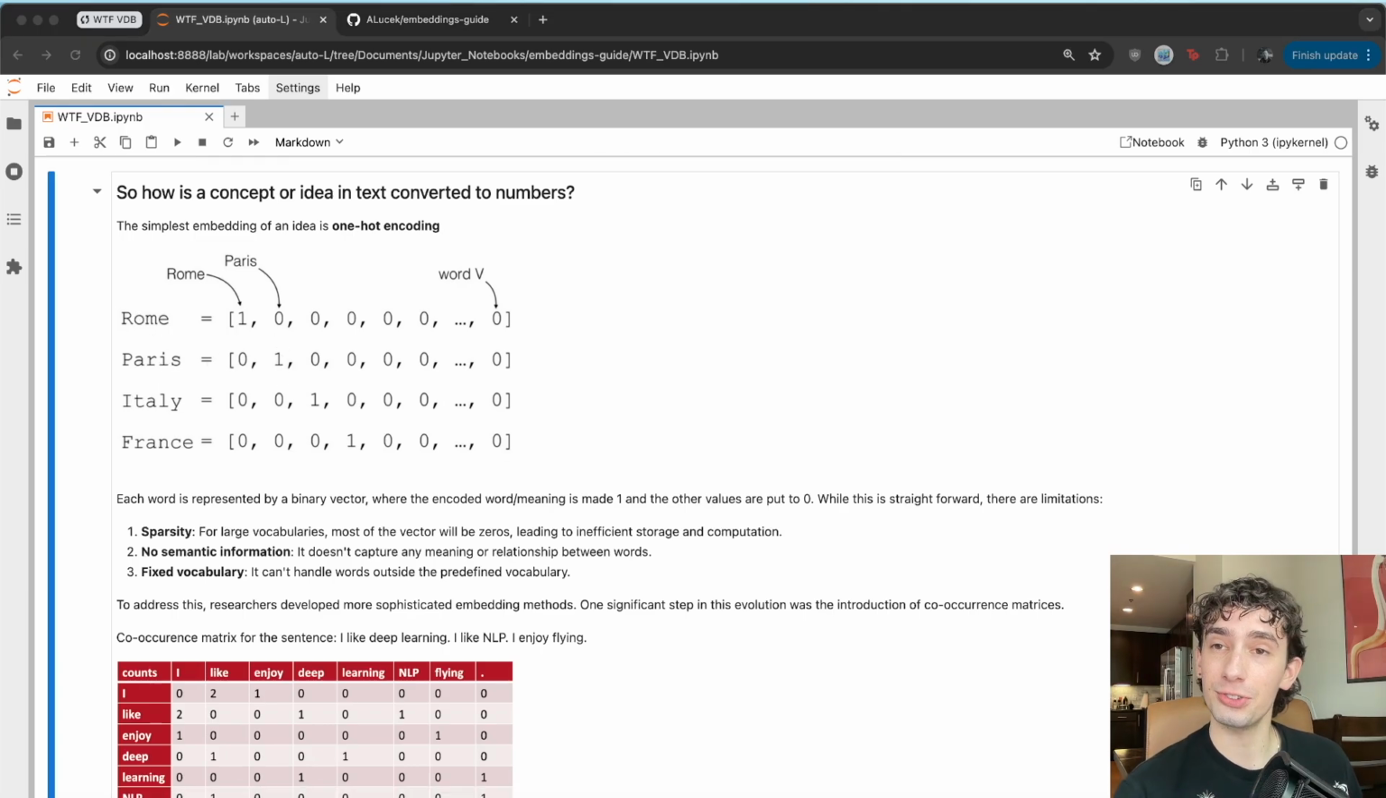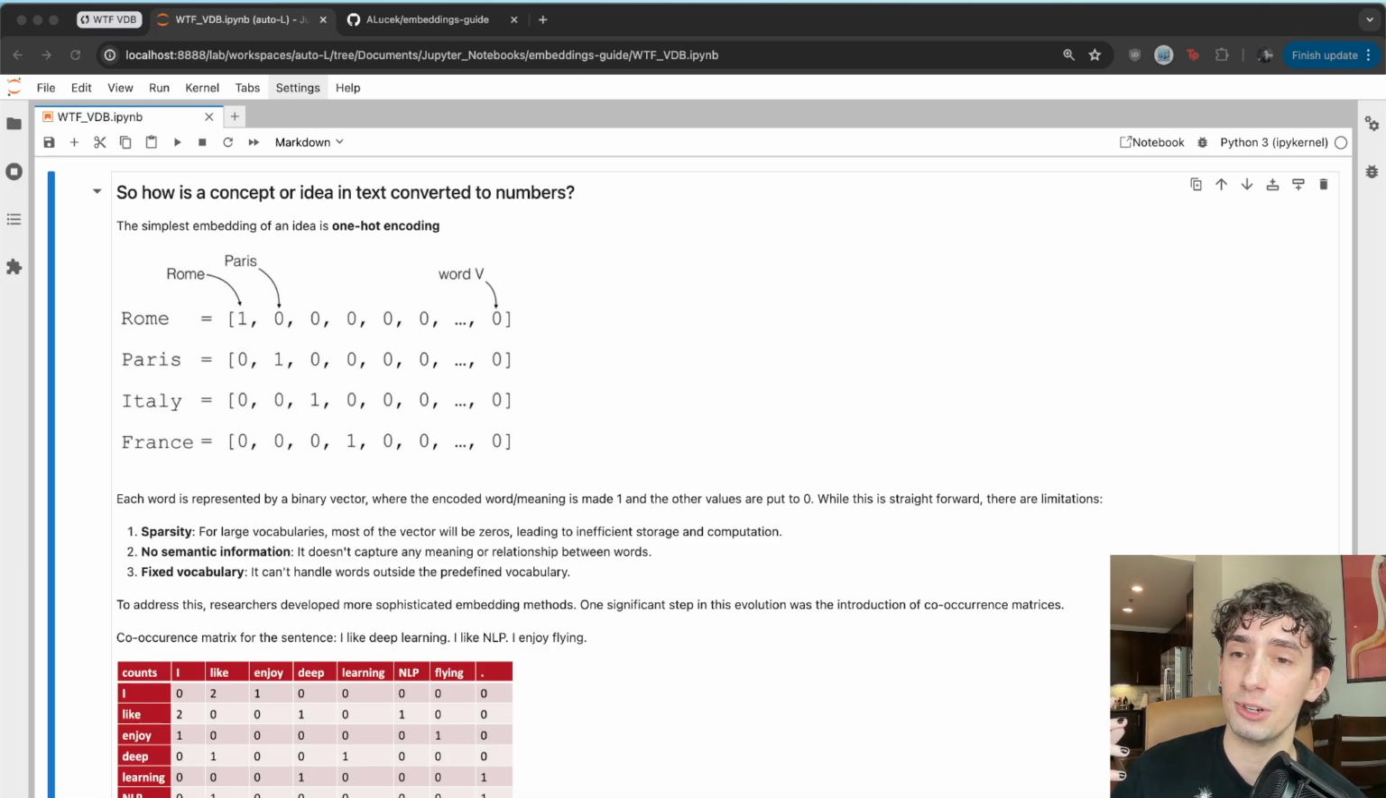And while this is very straightforward and useful, and we can see how we can capture the meaning of a word within these numerical representations, it comes with a few different issues. One of them is sparsity. If we have a large vocabulary or a lot of words that we want to represent this way, most of our vectors are going to be filled with zeros. And this is relatively inefficient for what we want to do.